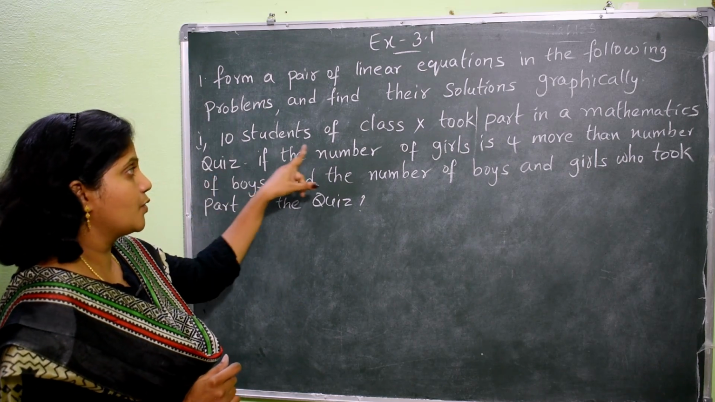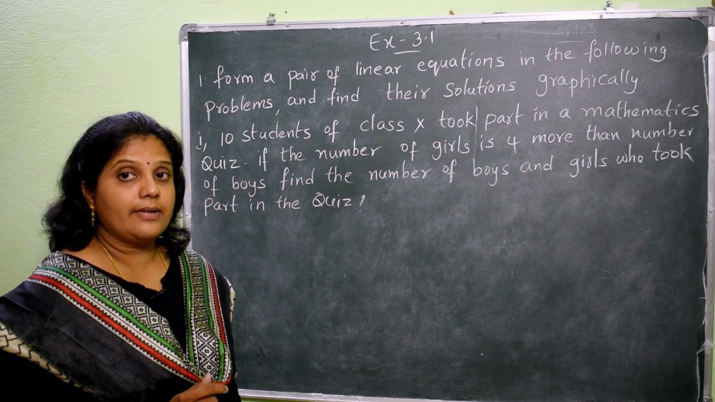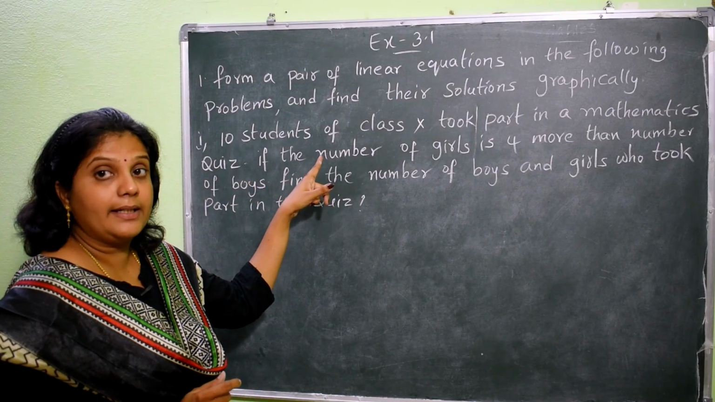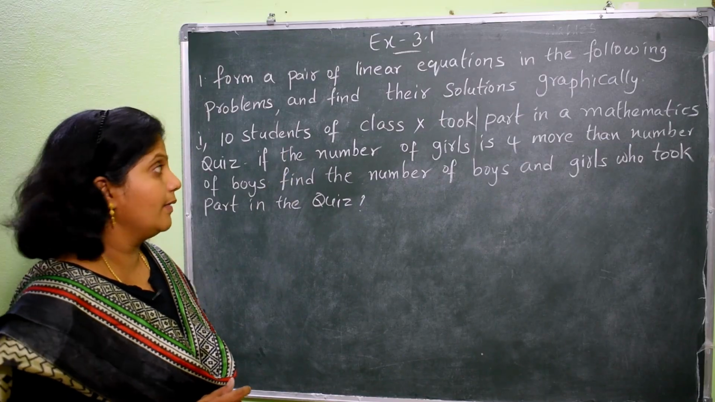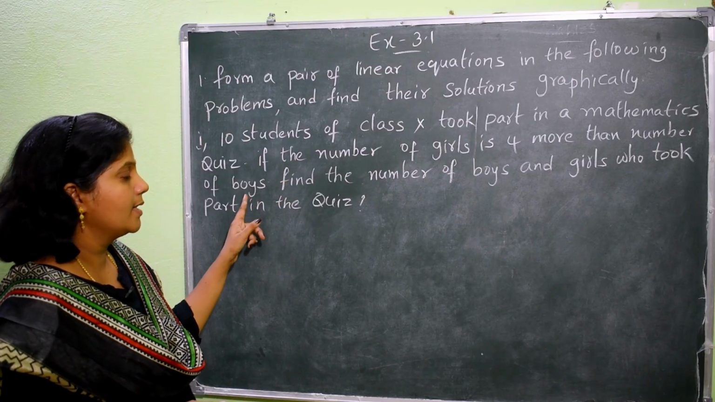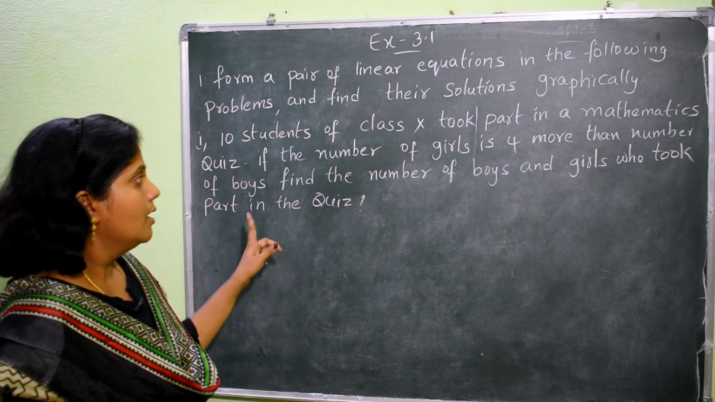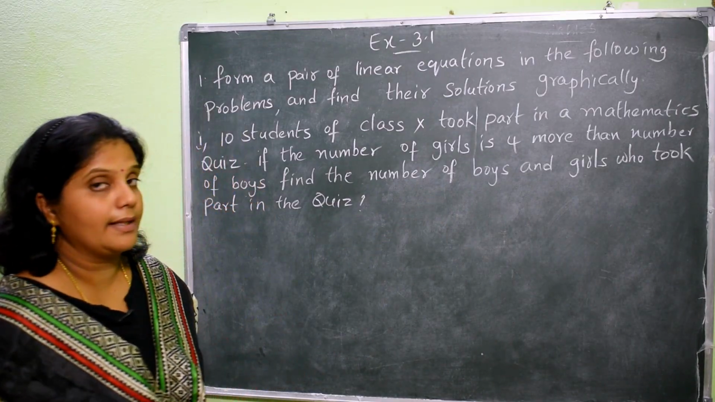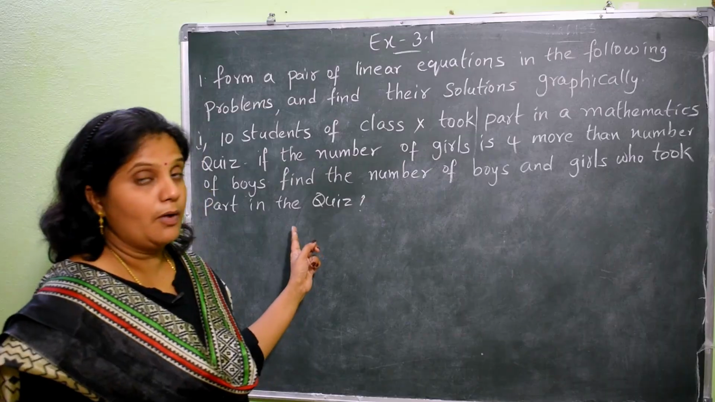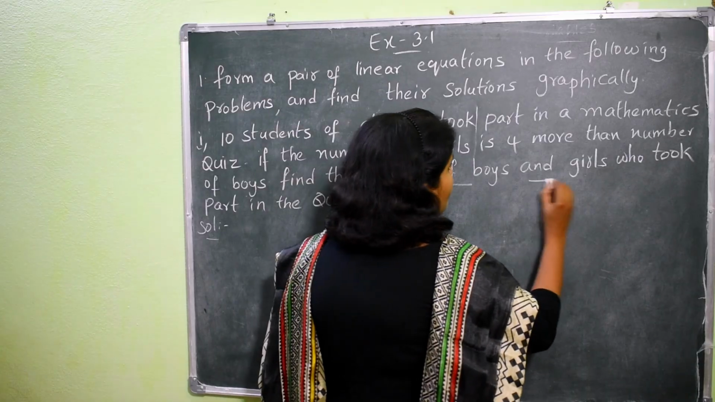What is the question? 10 students of class 10 took part in a mathematics quiz. So in a school, a mathematics quiz has been conducted, and 10 students participated in that quiz. If the number of girls is 4 more than the number of boys, find the number of boys and girls who took part in the quiz. So what we need to find is the number of boys and number of girls.